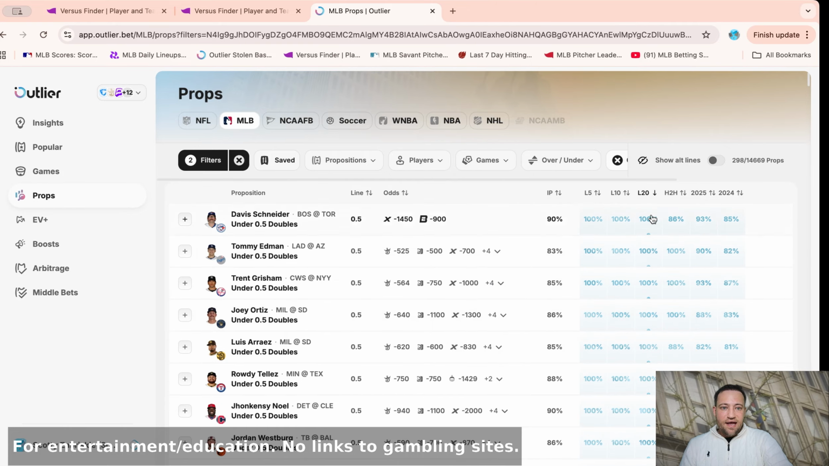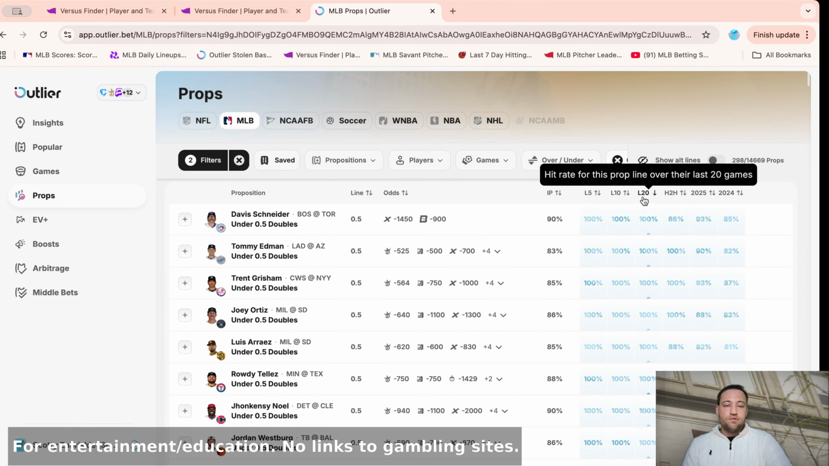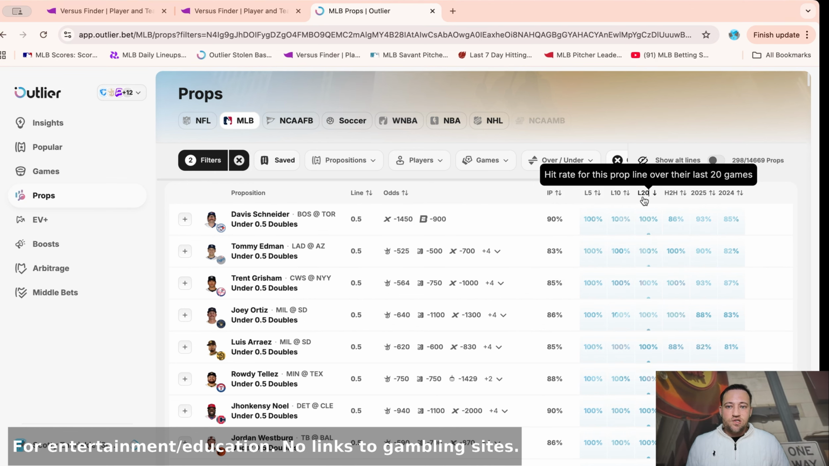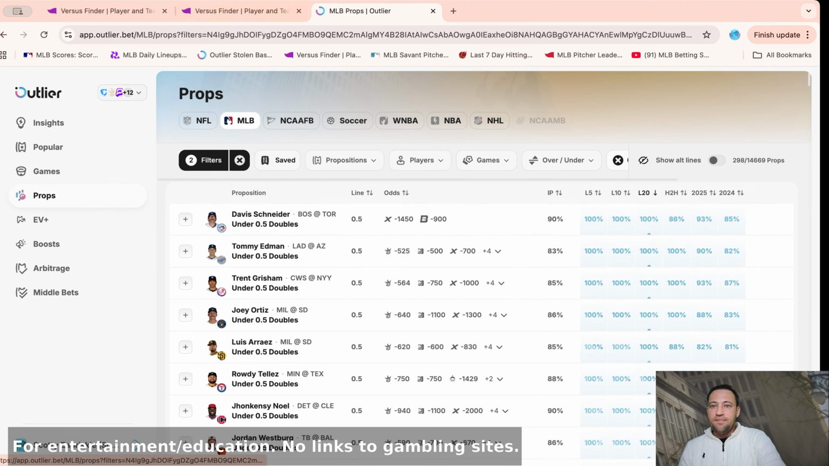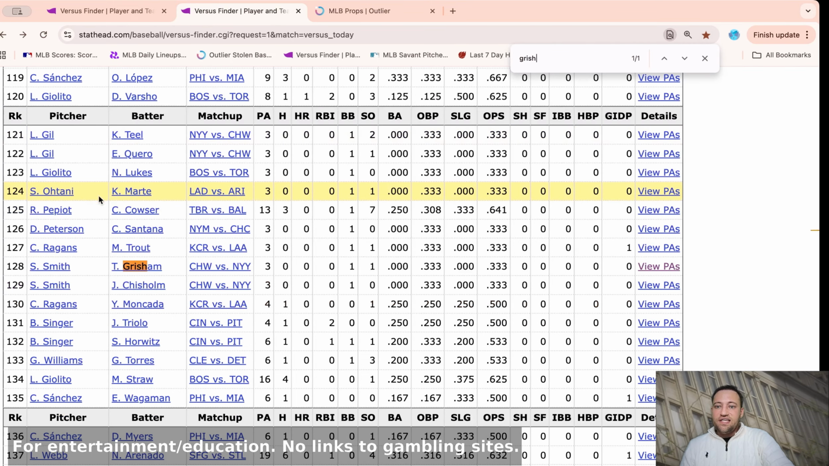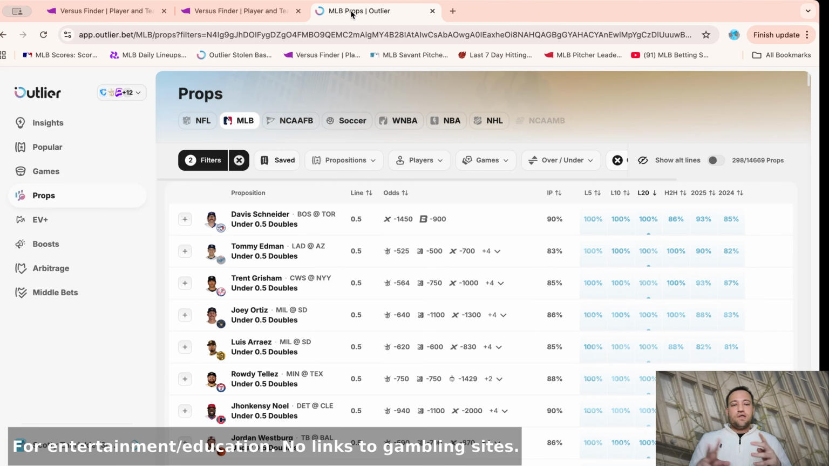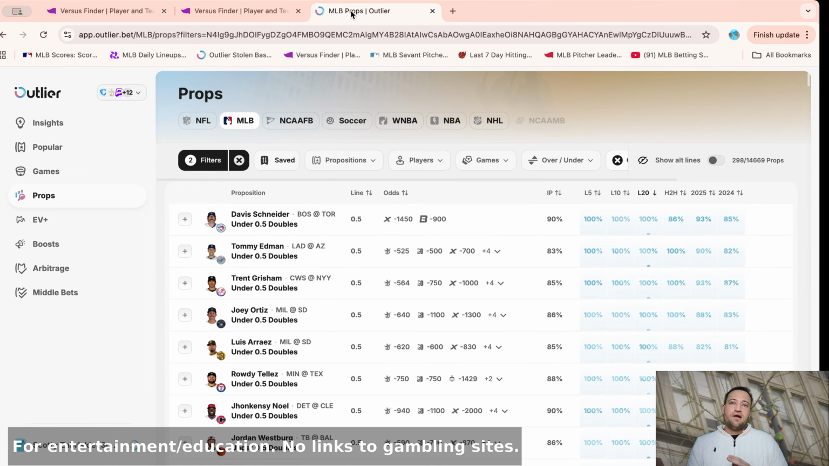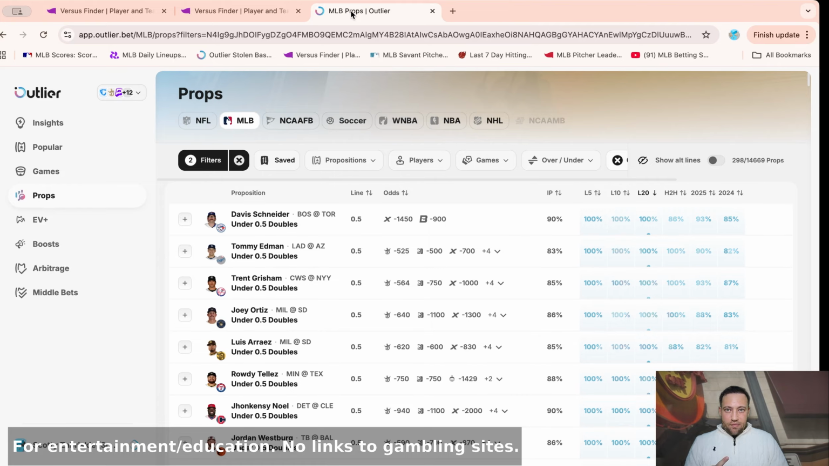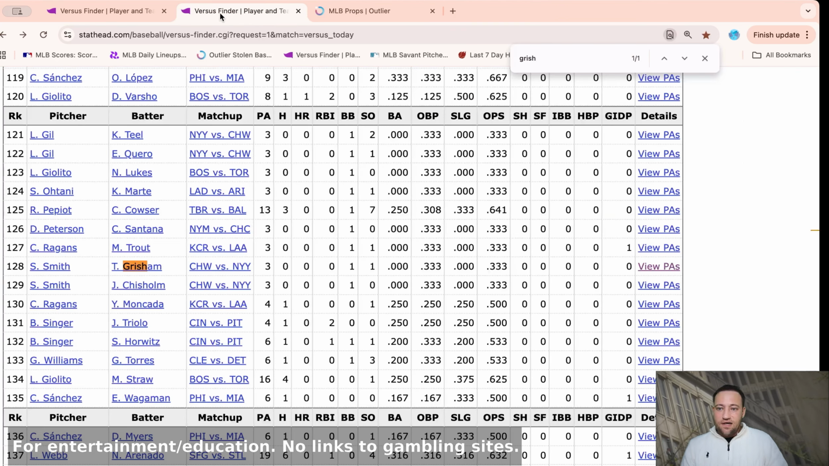So we click here, and then we organize it according to the last 20 games, because we want to make sure that they haven't gotten a home run, a stolen base, or a double in the last 20 games. First we have Davis Schneider, Tommy Edman, Trent Grisham. We put Grisham into Versus Finder, and we see he's 0 for 3. The correlation we're looking for is a double correlation: in the last 20 games he hasn't gotten a stolen base, a home run, or a double, and he also has a really strong matchup against the pitcher, so that he's 0 for 3. We see that's the case.